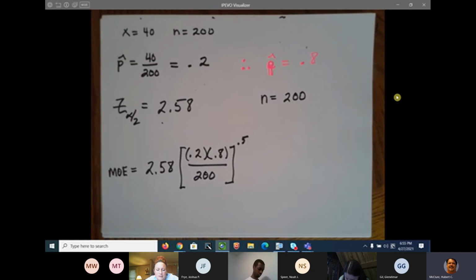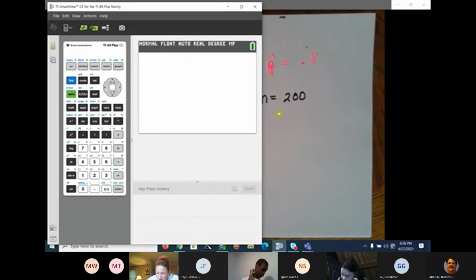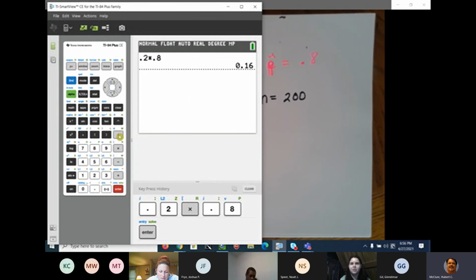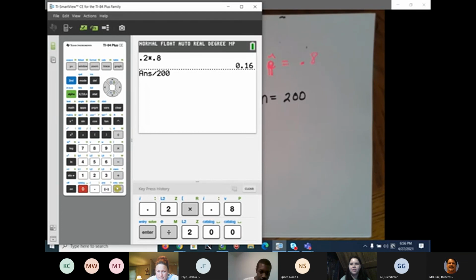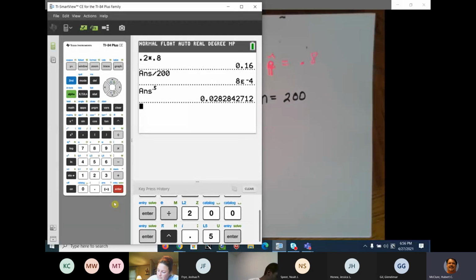If you get scientific notation, you just keep going. Let me show you. I'm going to clear it. 0.2 times 0.8 divided by 200. You just hit the caret symbol, 0.5. Did you get 0.0283? Yeah. And then multiply that by 2.58.